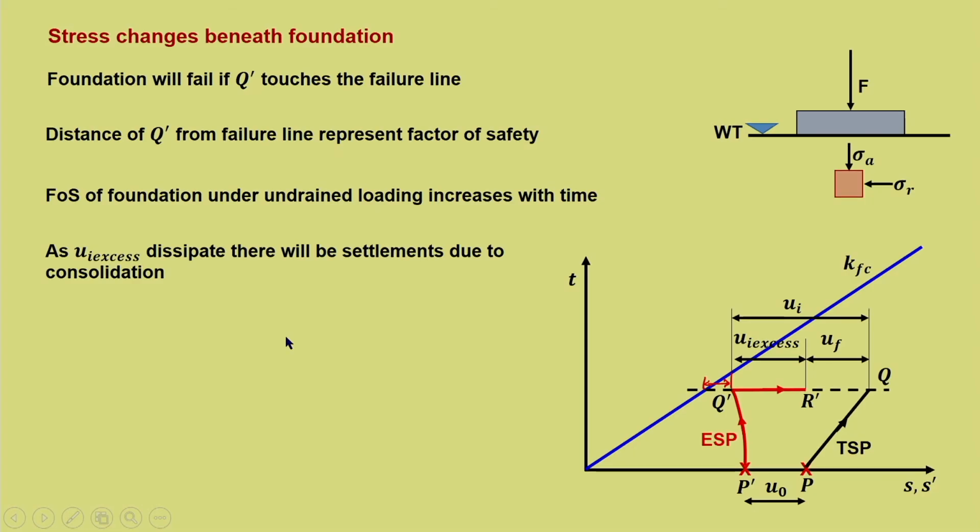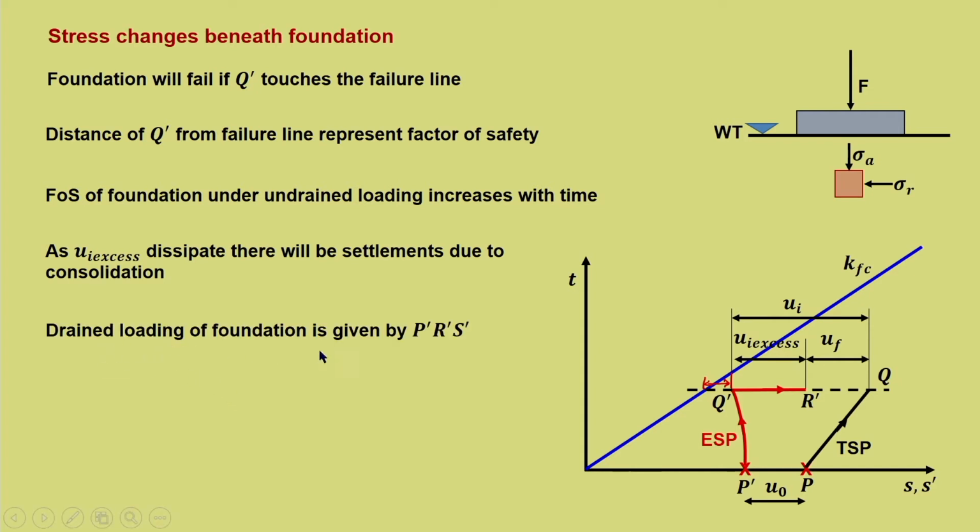So, it is not that the foundation is performing absolutely well. In certain cases it can go wrong because the settlements may increase even though it is moving away from the failure line. The soil may not fail, but the foundation will undergo distress because of this settlement.